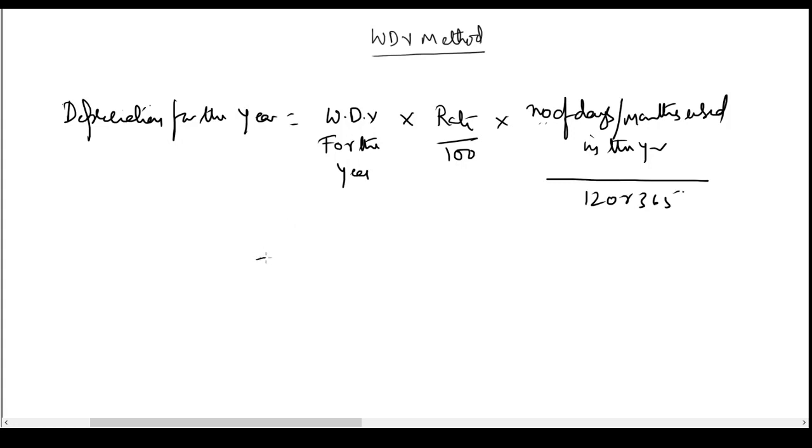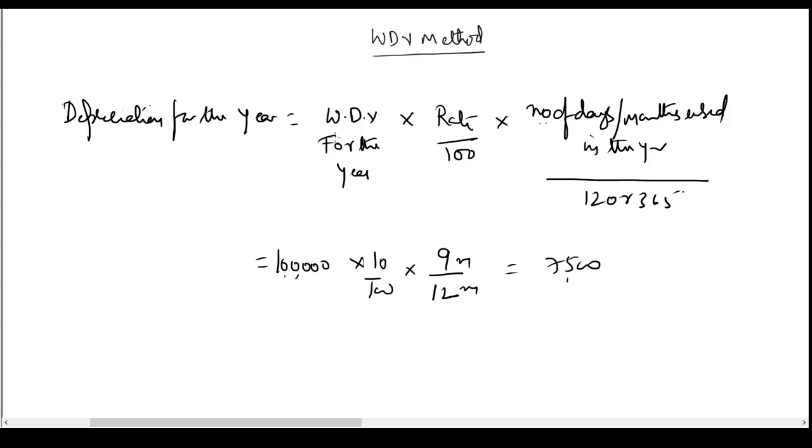So suppose 1 lakh rupees is the WDV of the year. That means out of the original cost, after subtracting the depreciation for all the earlier years, 1 lakh is left. If 10% is the rate, and supposing you have used the asset only for 9 months during the year, you will use 9 months divided by 12 months. So you will get the amount of depreciation for the year. It is 10,000 into 3 by 4, which would be 7,500 rupees as the depreciation for this particular year. So this is how you calculate the depreciation for a particular year under the WDV method.